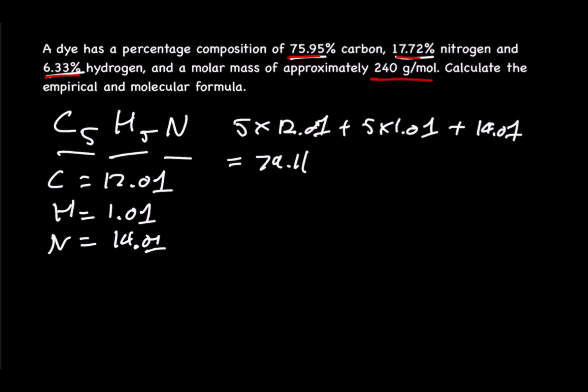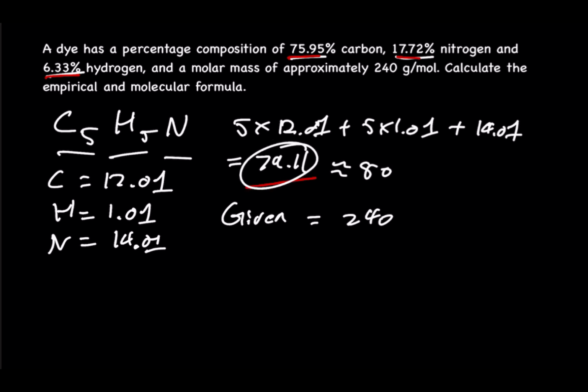You take this value, and then you have your 240 grams per mole that the question gives you. So your given molar mass is equal to 240. You take this 240 and divide it by the one you found, which is roughly 80. So 240 divided by 79.11 gives you roughly 3. It's something like 3.1, but it's 3.